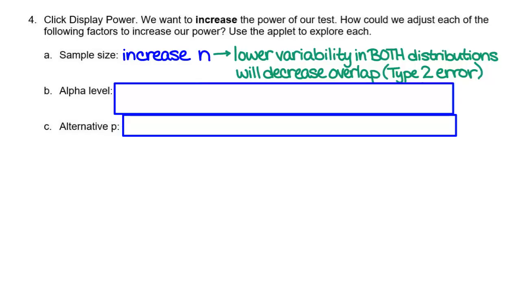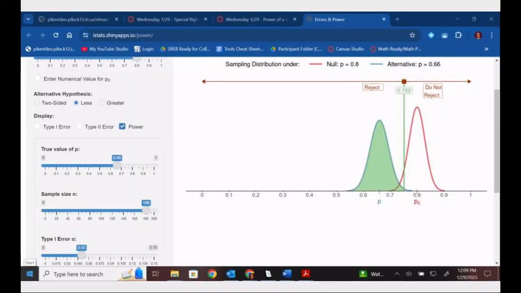What can we do to the alpha level to increase the power? Increase the alpha level. I'm going to go look at the picture here. All right, so increasing n makes it narrower, which makes my overlap space smaller. I'm going to take n back to 50. Oops, I don't want to do that. I want you to stay at 0.66. And I want you to go back to 50.